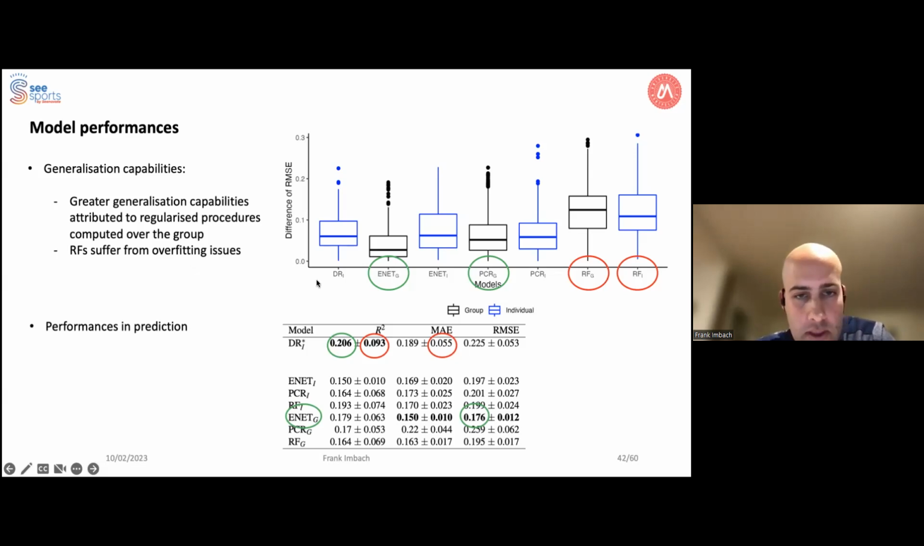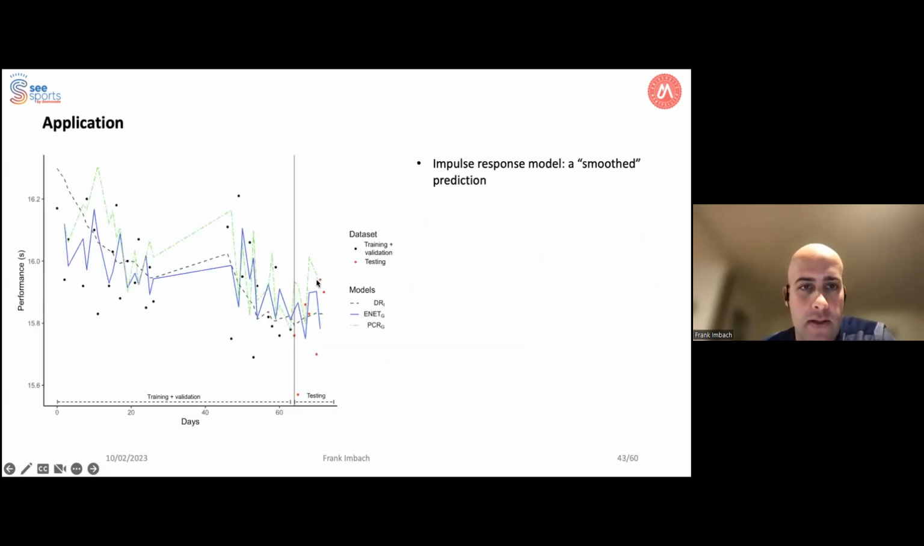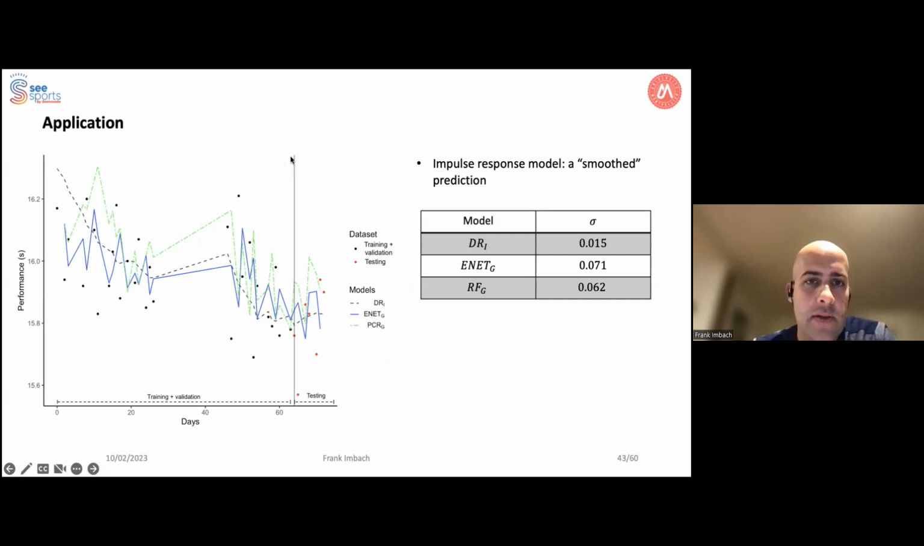It had maybe one of the highest error rates, but it had also the highest R2, the coefficient of determination. And we see an application of the two best models versus the dose response in dashed line here. We see that the impulse response model provides a kind of smoothed prediction, whereas the two other models try to fit performance and counter-performance. I recall that this is a time trial, so the best performance is the lowest point. And we see the standard deviation is way lower for the dose response than elastic net and the random forest.